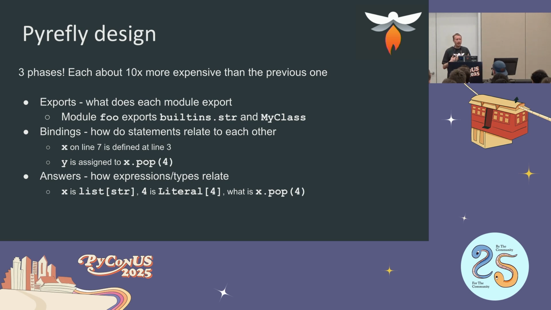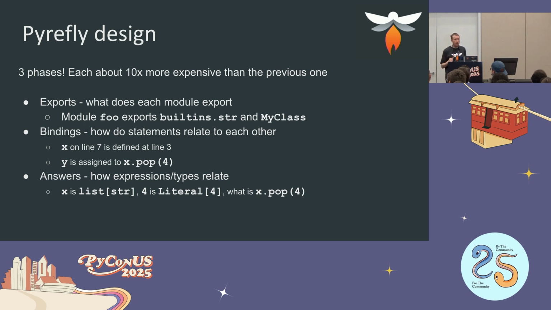The next phase is the bindings phase. So how do statements relate to each other? The idea here is where you've written x equals something, and where later you've used x, those two x's are related. If there's flow control, how does the flow control modify which variables are in scope? Where are variables coming from? Where are they going to? This kind of deals at the statement level.